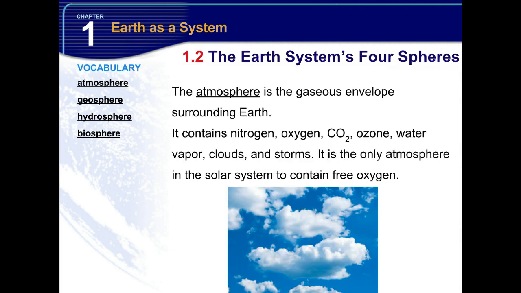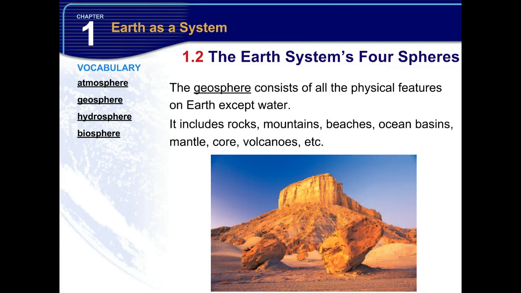The atmosphere is the gaseous envelope surrounding Earth. It contains nitrogen, oxygen, CO2, ozone, water vapor, clouds, and the storms. It is the only atmosphere in the solar system to contain free oxygen. The geosphere consists of all the physical features of Earth except water. It includes rocks, mountains, beaches, ocean basins, mantle, core, volcanoes, and anything else that is that solid physical feature of Earth.